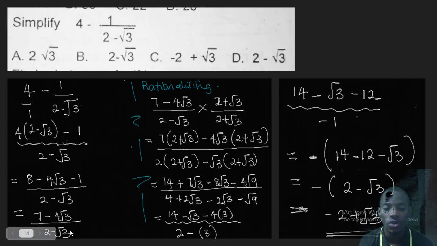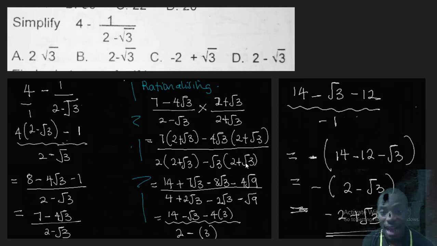So now to rationalize this, because there's a minus here, it will become 7 minus 4 root 3 over 2 minus root 3 times 2 plus root 3 over 2 plus root 3. Why? Because this minus here will become plus here. Now expand the brackets. That will become 7 bracket 2 plus root 3 minus 4 root 3 bracket 2 plus root 3 over 2 bracket 2 plus root 3 minus root 3 bracket 2 plus root 3.